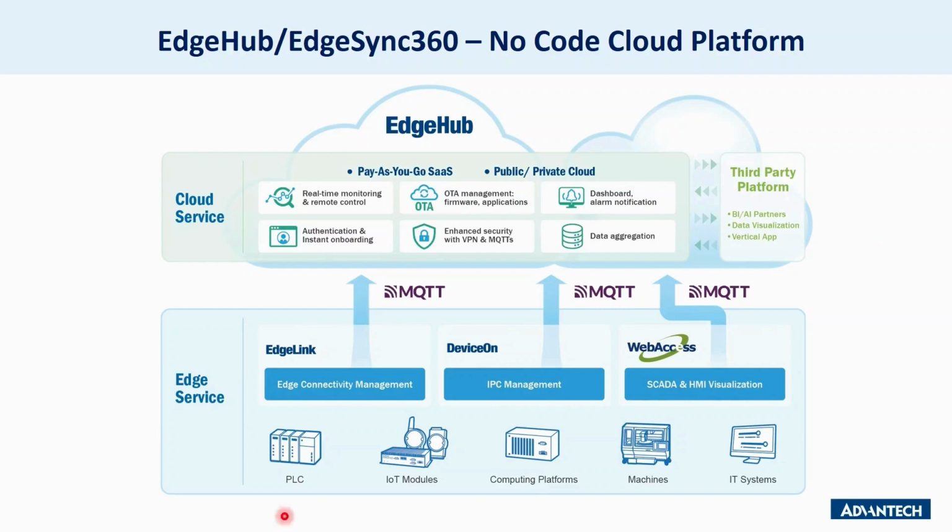This is the architecture of EdgeHub. EdgeHub supports various edge services. As can be seen here, data from PLC, IoT modules, computing platforms, machines, and IT systems can be sent to EdgeLink for edge connectivity management, device-on for IPC management, and web access for SCADA and HMI visualization. This data then can be sent to public or private cloud, which supports connectivity to third-party platforms.